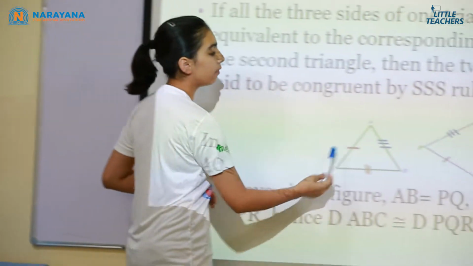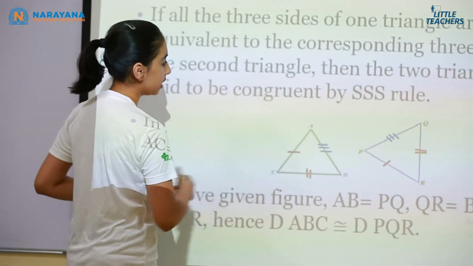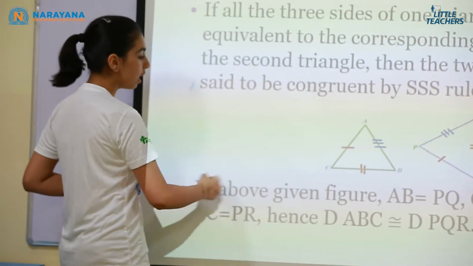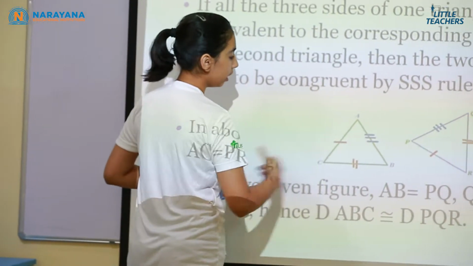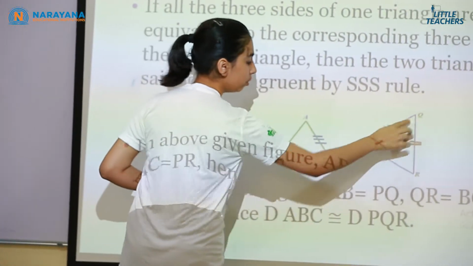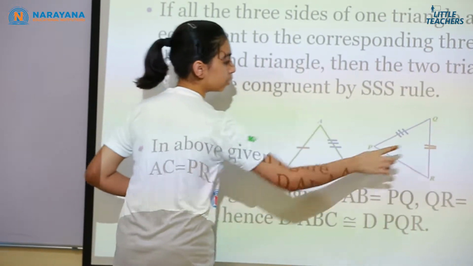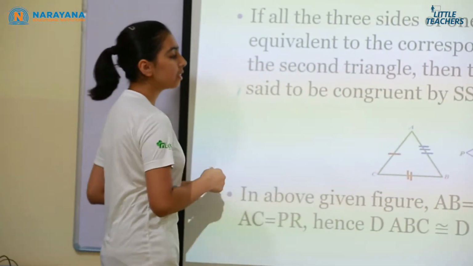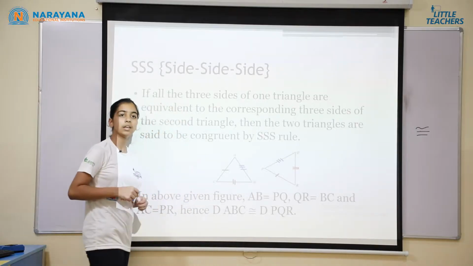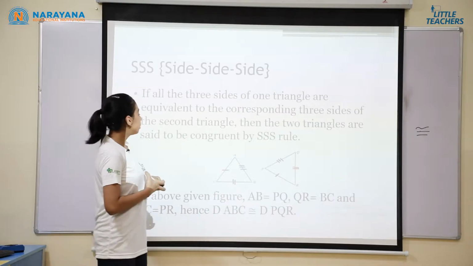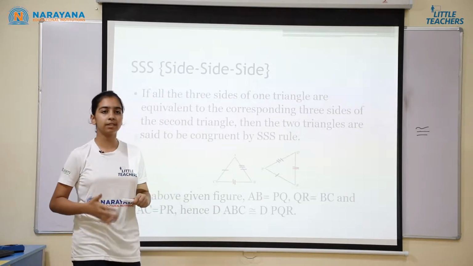Like here we have 2 triangles ABC and PQR. In the above given figure, AB is equal to PQ, as we have denoted with 3 lines, this with 1 line and this with 2 lines. So the corresponding sides of both triangles are equal. Hence we can say that these 2 triangles are congruent by SSS criteria.